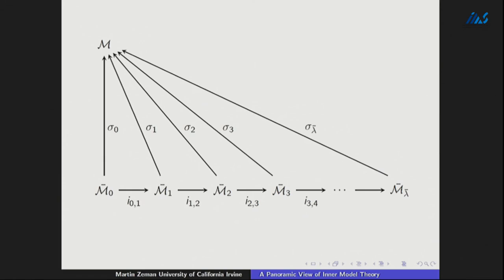Now, if you want to construct bigger models, say at the level of Woodin cardinals, then countable completeness alone is not going to be very useful, but this picture is still there. So we will get to that.